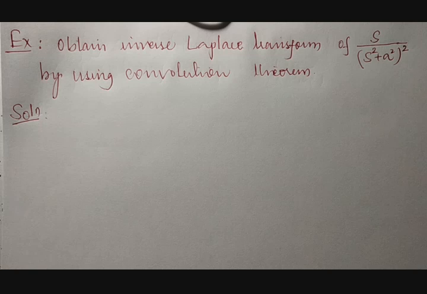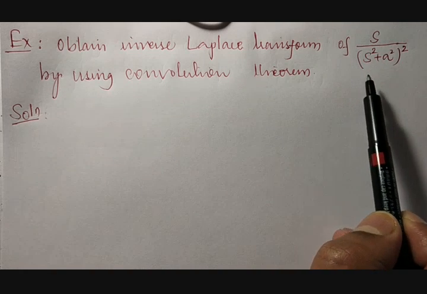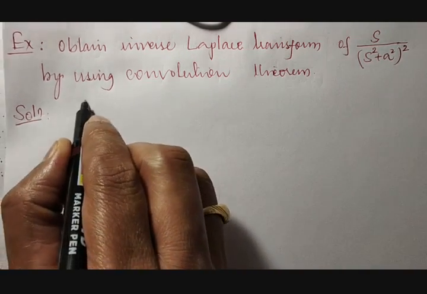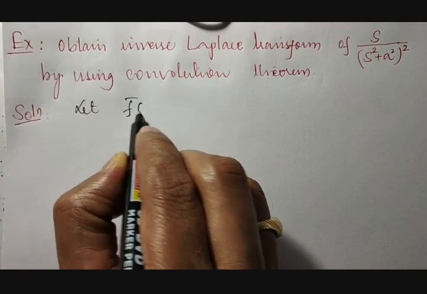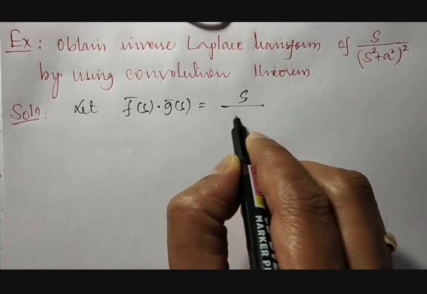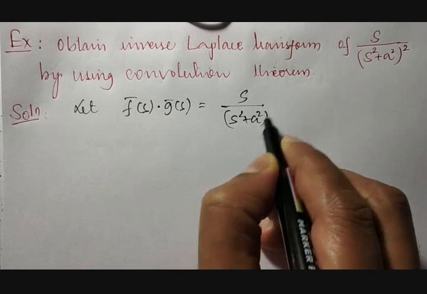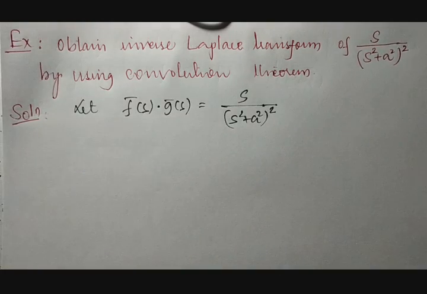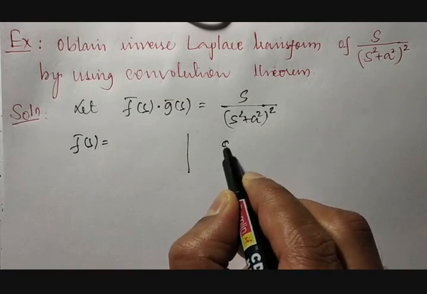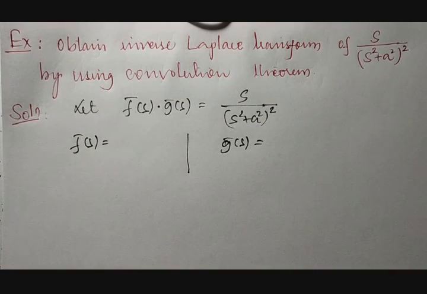In this class, we are going to discuss obtaining the inverse Laplace transform of a function by using the convolution theorem. Here, the given function is s divided by s square plus a square, the whole square. So this function will be taken as f bar of s into g bar of s, which is s divided by s square plus a square, the whole square. Fine. So from here, if you want to take f bar of s and g bar of s separately, how will you separate this function?